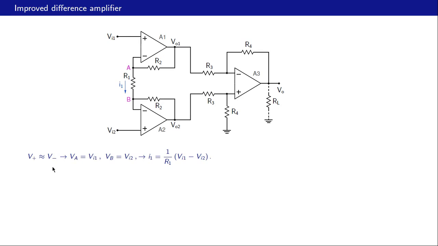Since the op amps are working in the linear region, we can say that V plus and V minus are nearly the same for each of the op amps. And let us see what that implies. It implies that this voltage VA is the same as VI1, and also this voltage VB is the same as VI2. And once we know these VA and VB, we can now get I1, which is VA minus VB divided by R1. And that is therefore the same as VI1 minus VI2 divided by R1.